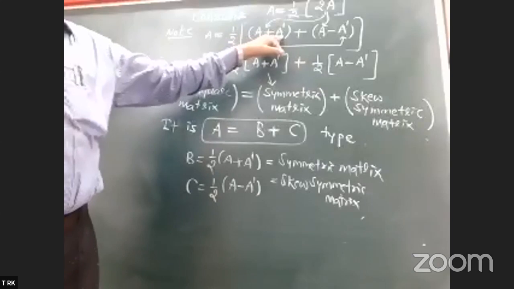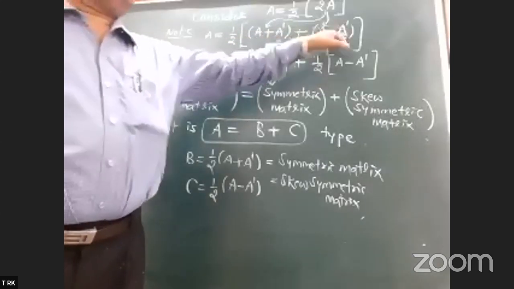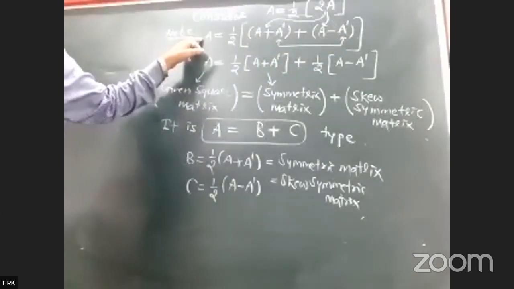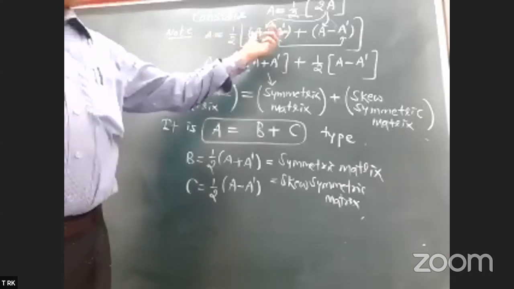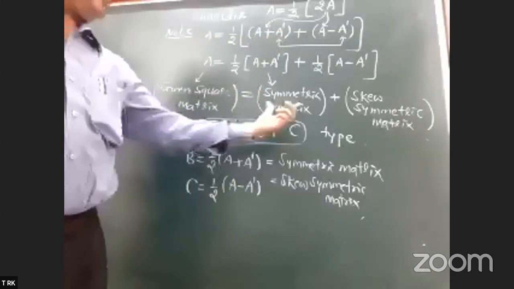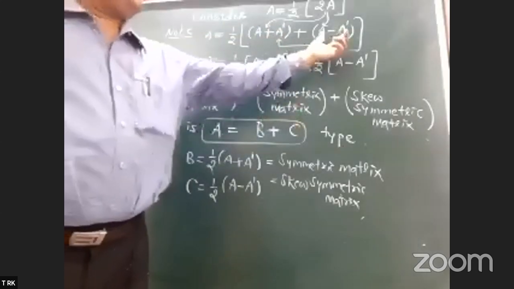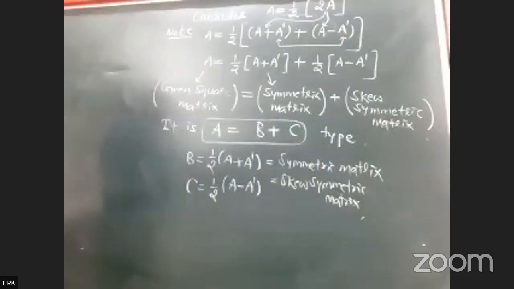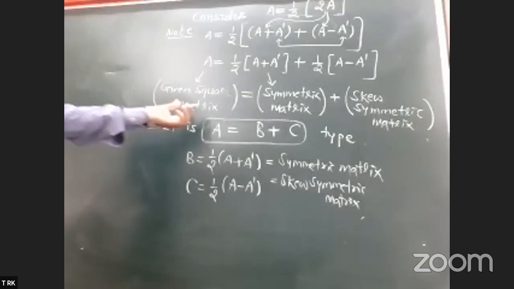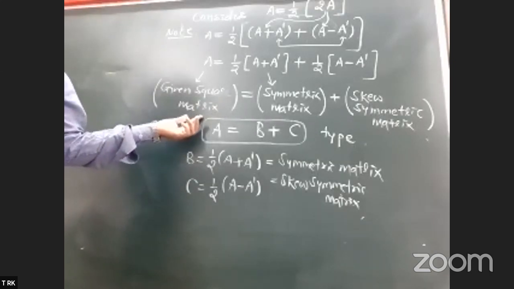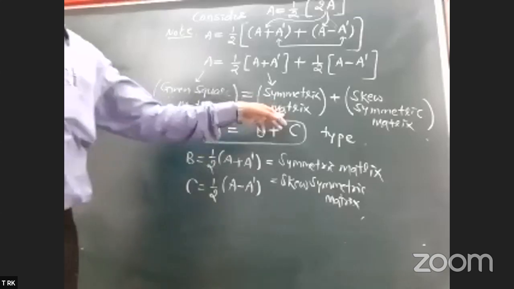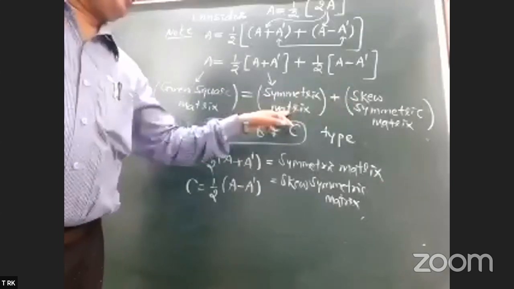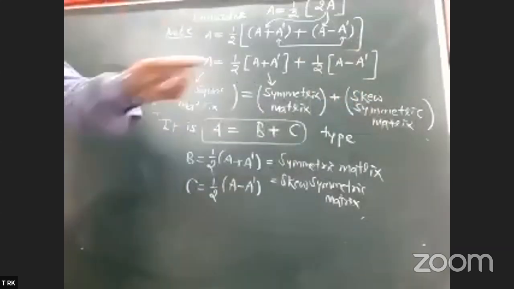So A is equal to 1 by 2 into (A plus A dash) plus (A minus A dash). But we know A plus A dash is a symmetric matrix, and A minus A dash is a skew symmetric matrix. So the given square matrix is split as the sum of a symmetric and a skew symmetric matrix.